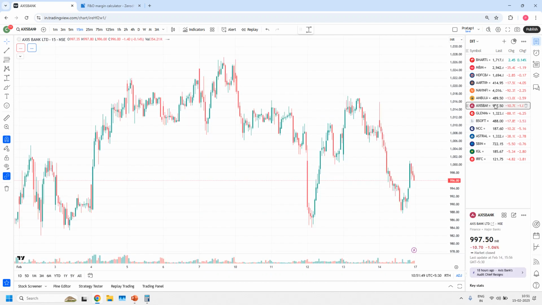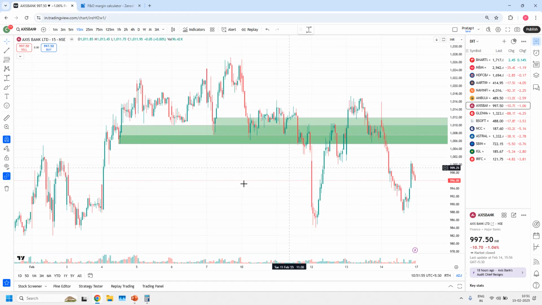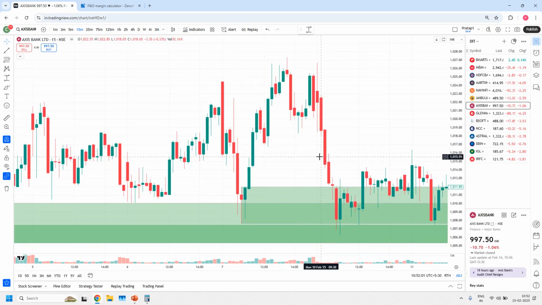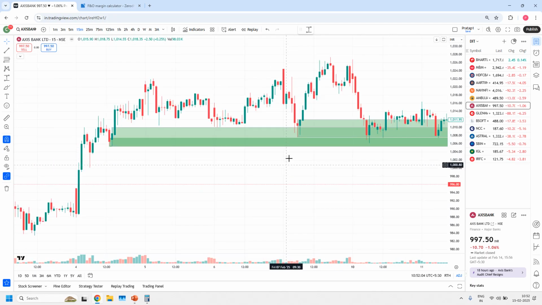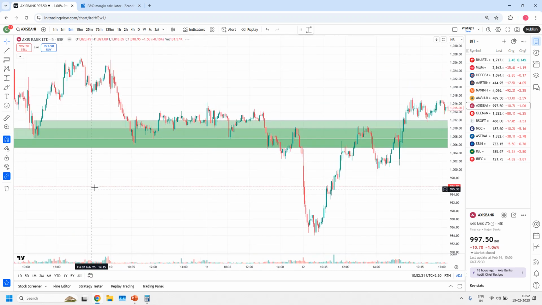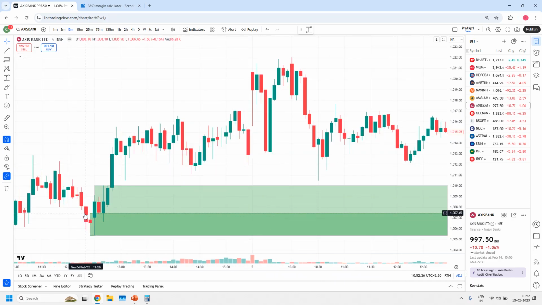Okay, next one is Axis Bank. See, Axis Bank already tested this zone and then moved up. Can we take a second trade? We can plan a second trade because it is having a fine-tuned 5 minute zone. Go to 5 minutes time frame. It is having a fine-tuned 5 minute zone, drop base rally, and it is not fresh.